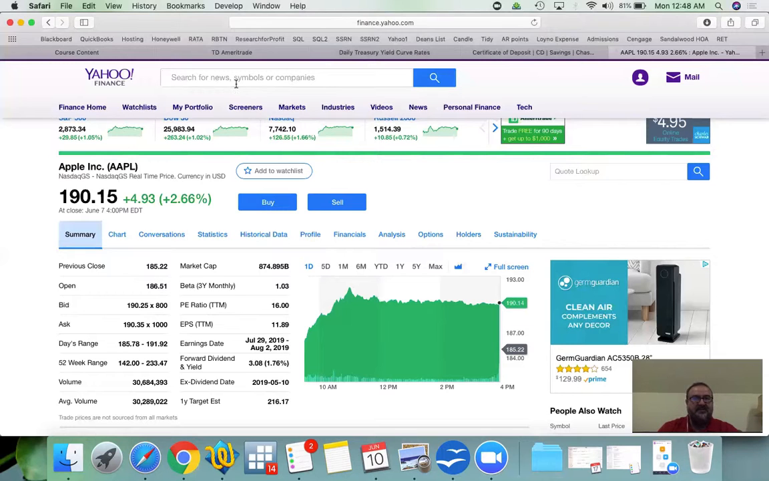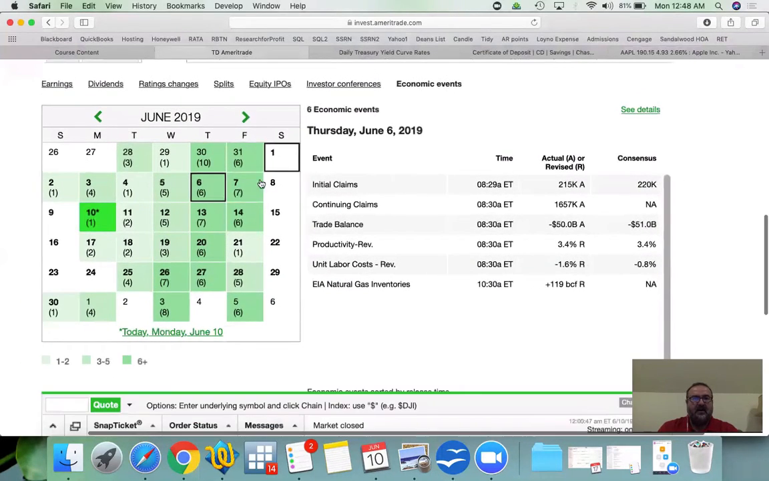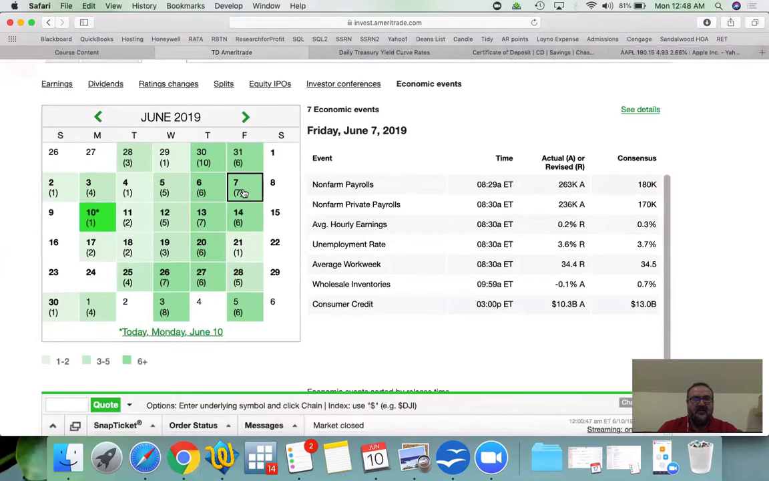So for instance, if you look at the economic events for a certain week, for instance, last week, Friday, we had the unemployment rate. Now, this was a very significant number. Now, let's try to make some sense of how this would affect the stock prices. It's actually not that complicated.